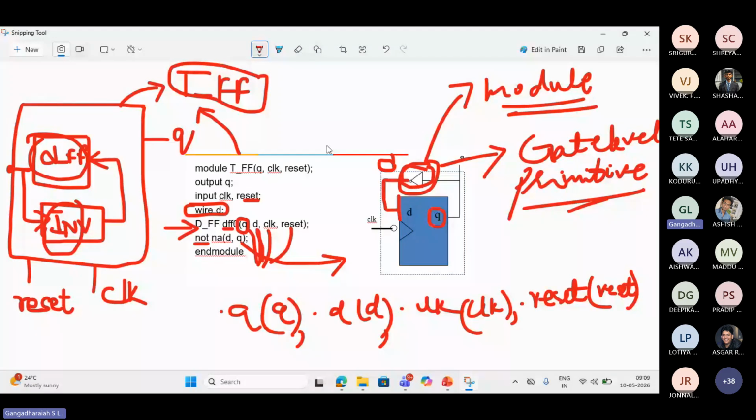So now together, can I say this is a T flip-flop? This is the simplest model of a T flip-flop. I defined the D flip-flop behaviorally and connected it with an inverter. That defines a top level module T_FF. Now what I do, I use these 4 T flip-flops.